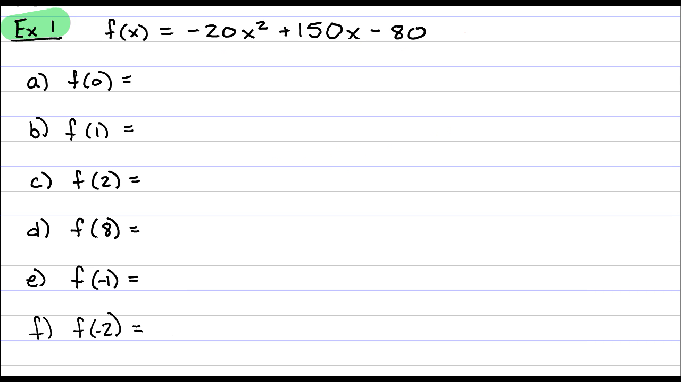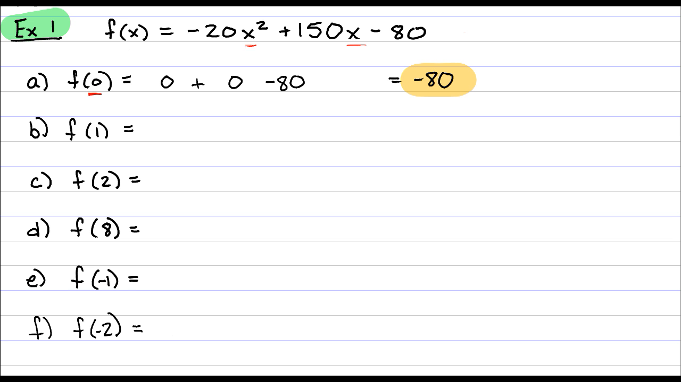In part A, we want to evaluate f of 0. So everywhere that there is an x in this expression at the top, we need to plug in 0. So when I plug 0 into minus 20x squared, that's just going to give me back out 0, plus 150 times 0, that is, once again, 0, minus 80. Okay, when I put all of that together, that's going to give me minus 80. So f of 0 is equal to negative 80.